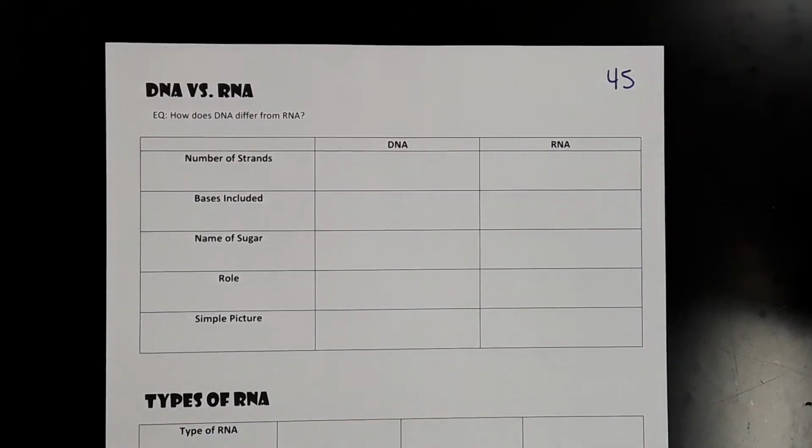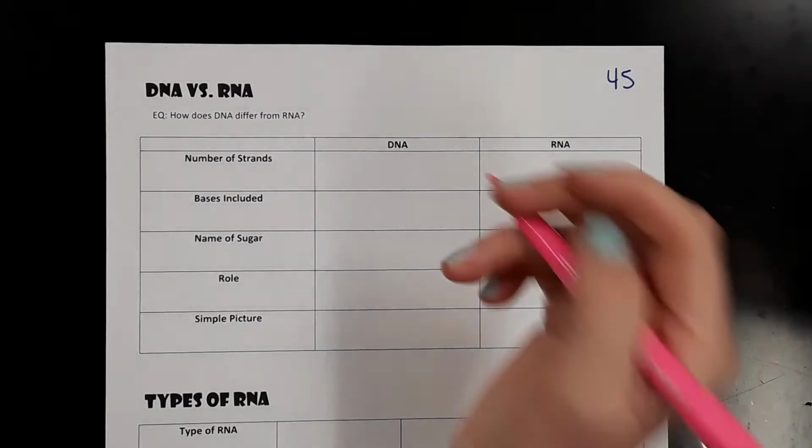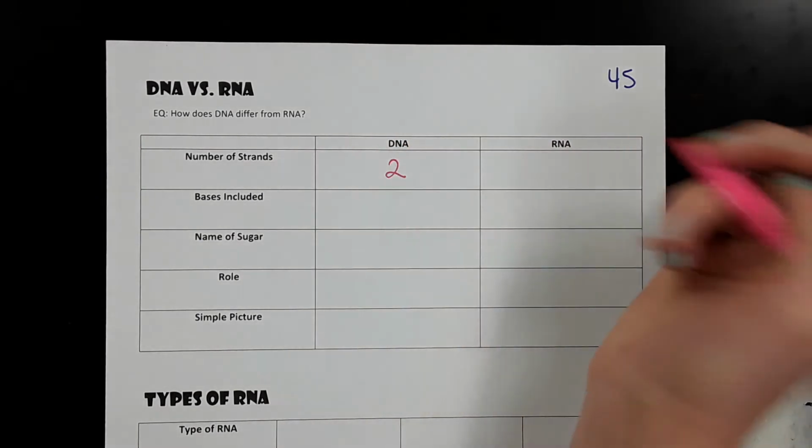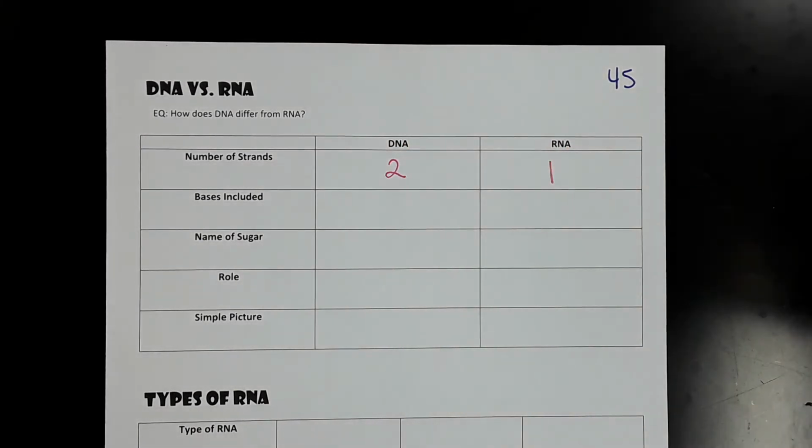All right, you guys, these are just some quick notes to go over your graphic organizer to make sure you got the correct information in your Amoeba Sisters video. So when we're looking at the differences between DNA and RNA, the one difference is the number of strands. So the DNA has 2 strands and RNA has 1.